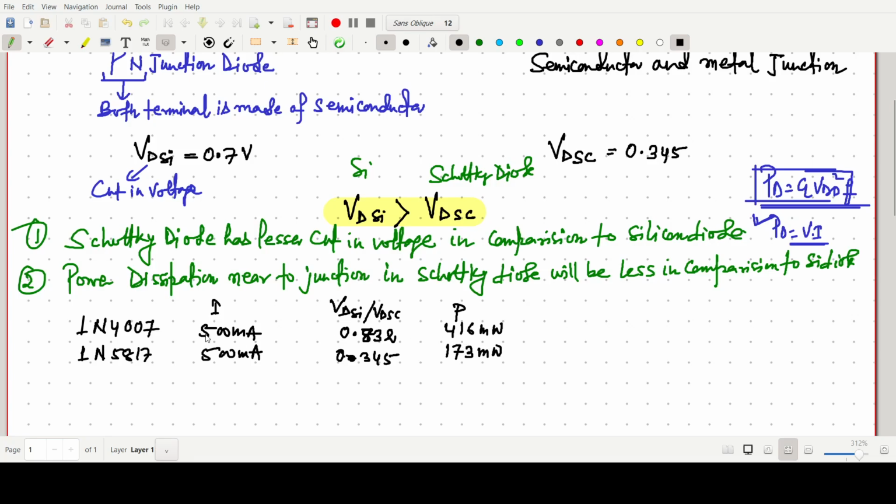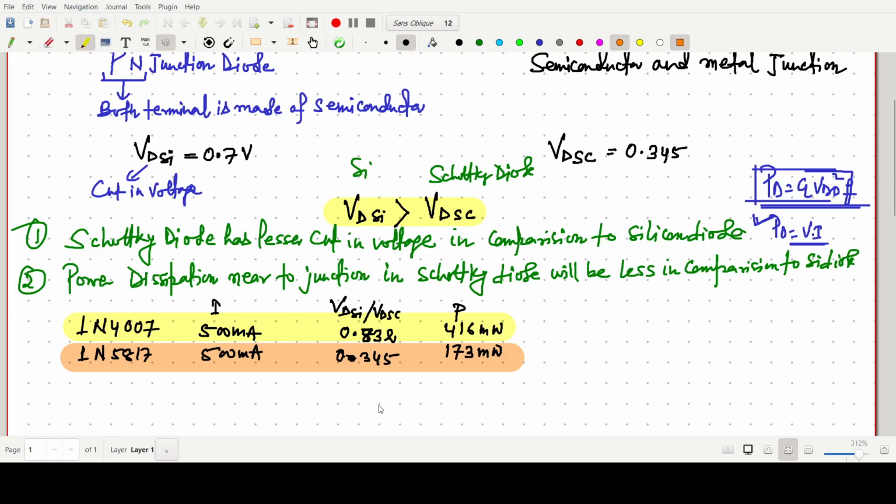This is an important observation: in the silicon diode, the current is around 500 milliampere, the cut-in voltage is 0.832 and the power dissipation is 416 milliwatt. In the Schottky diode for the same 500 milliampere, the cut-in voltage is only 0.345, very less. So power dissipation is 416 milliwatt versus 173 milliwatt.